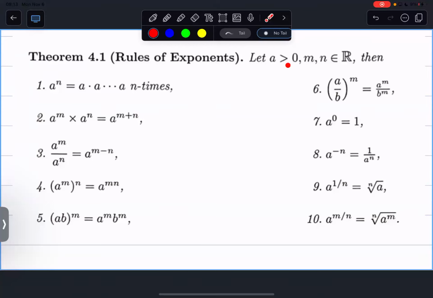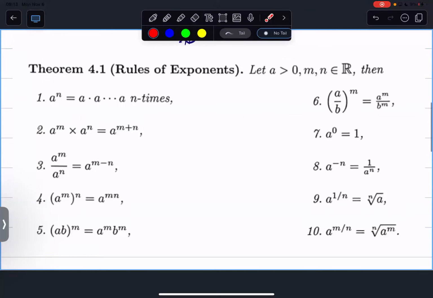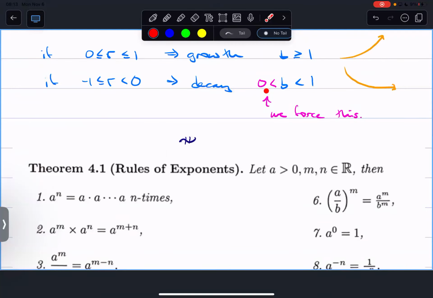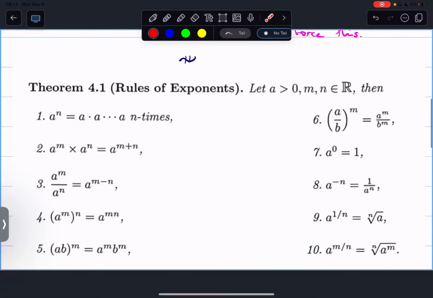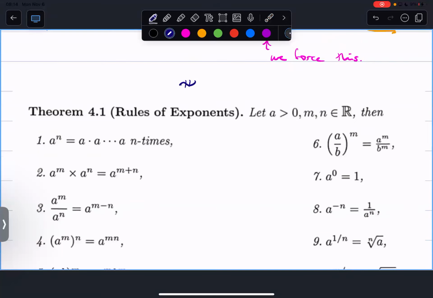We're going to let a be greater than 0, which just means that, because negative bases kind of behave strangely, just like we touched on here, we're going to force the base of the exponent to be positive. And then m and n are in the set of real numbers, which is just saying m and n can be any numbers.